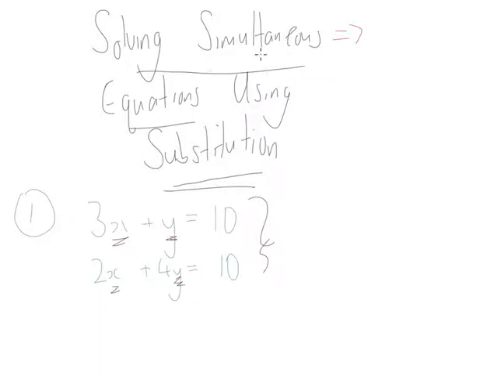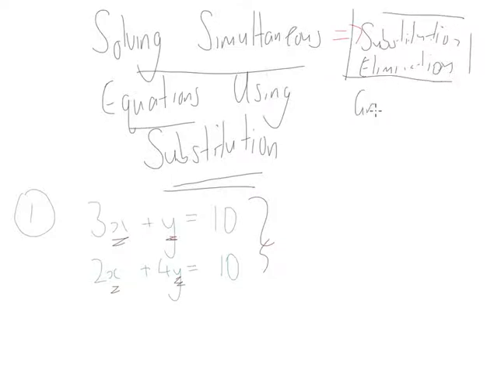There are two methods for solving simultaneous equations algebraically. The two options that you have are substitution, and also elimination. They are your algebraic methods. You can also do it by drawing a graph, so you can do it graphically, and graphically is generally less accurate.